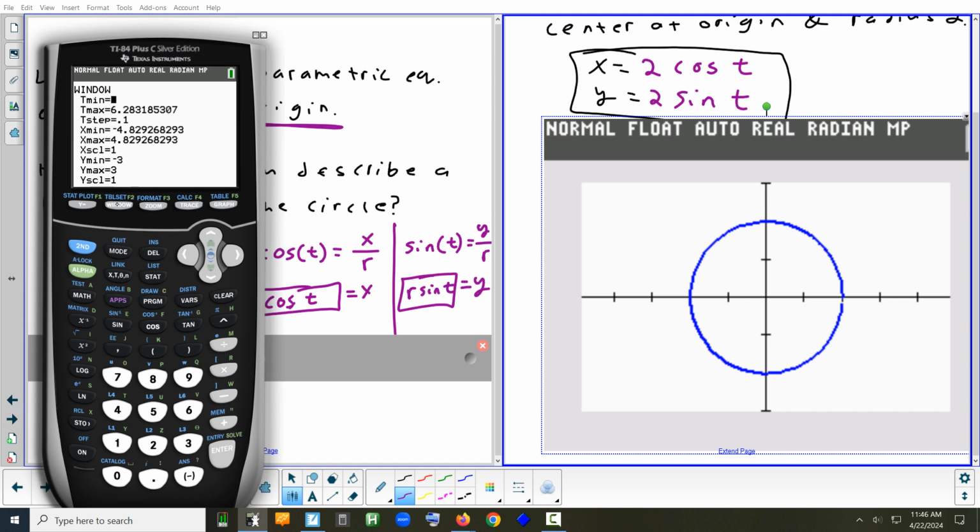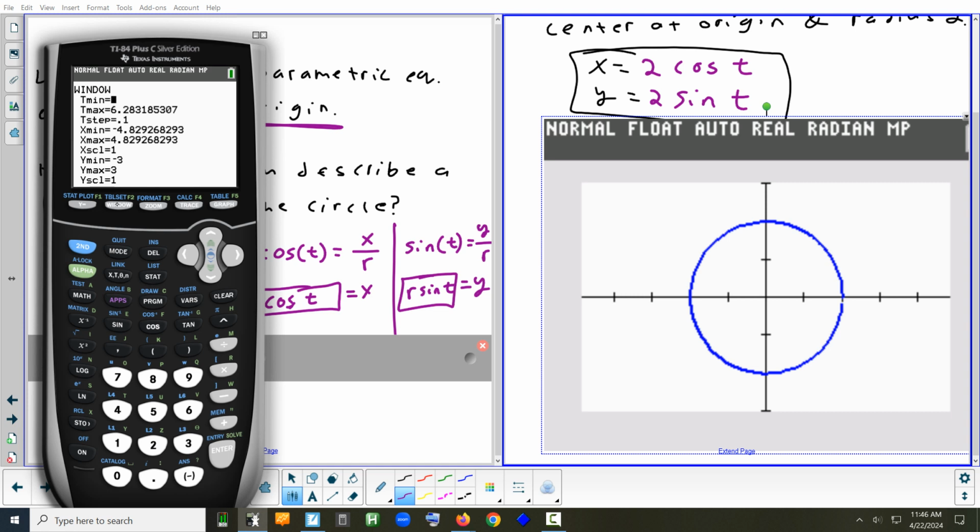Where are we ending for our T max? 2 pi. 2 pi, which is what number? Well, no, what's 2 pi as a decimal? 6.28. Now, what is the T step? 0.1. So let's practice counting from 0 to 6.28 going by 0.1s.